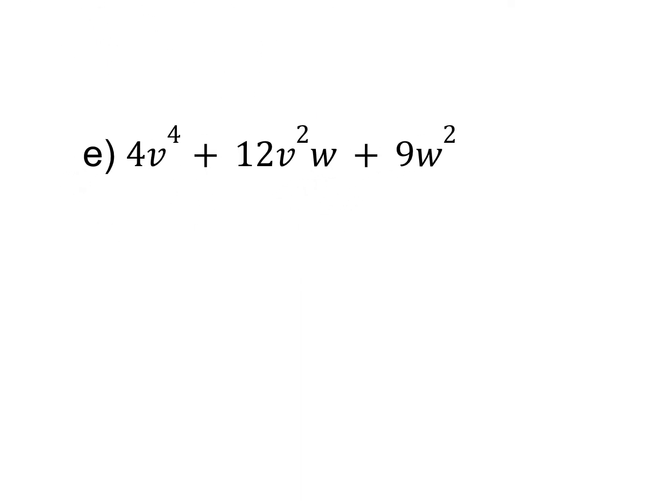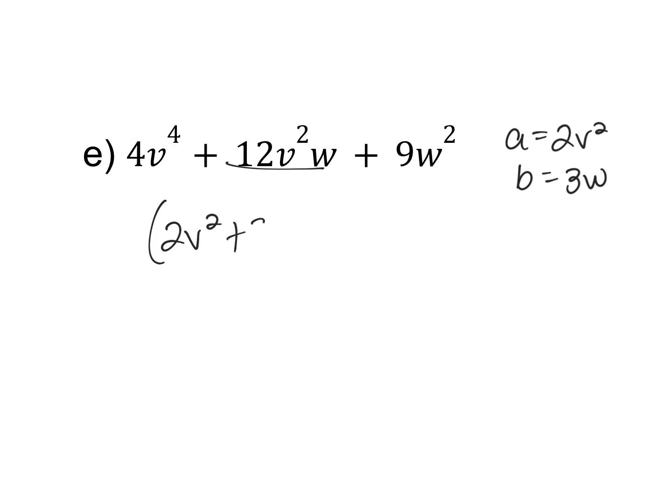Now, E. Is the first term a perfect square? Yes. That would be 2v squared. Is the last term a perfect square? Yes, that would be 3w. Is the middle term those two multiplied together and doubled? Yes. So this would be 2v squared plus 3w squared.